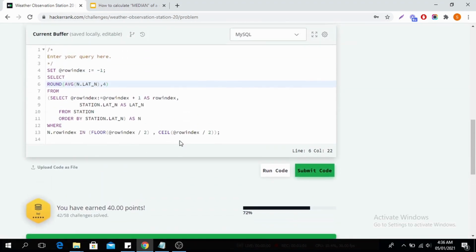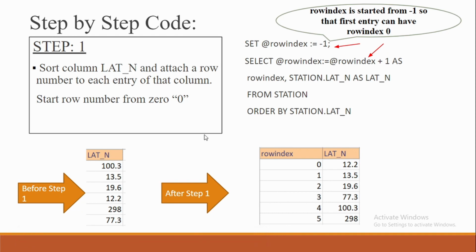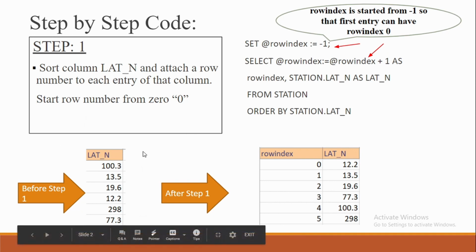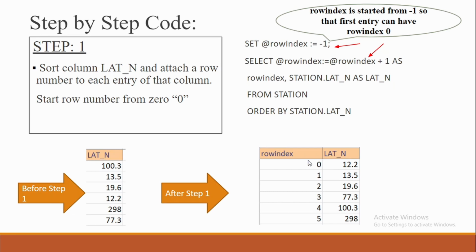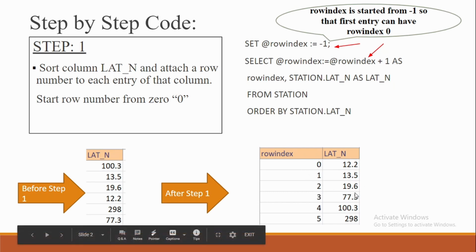Let's understand this code. This code looks a little scary, so let's understand it bit by bit. In the first step, I need to take the column and arrange it in ascending or descending order, and I need to attach an index starting from 0 to the sorted list. Here is the code for it.